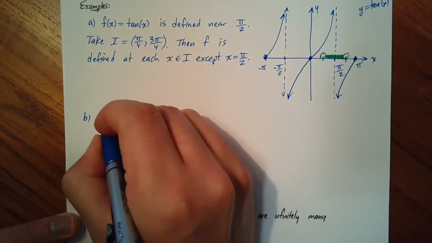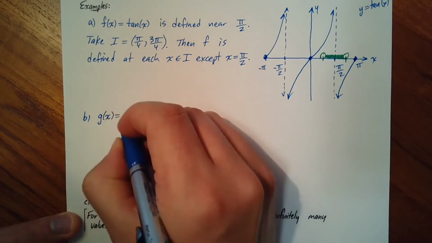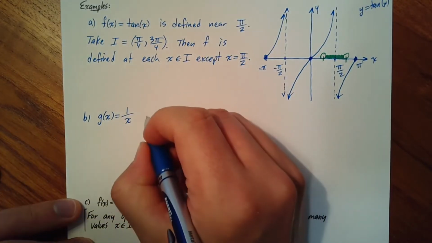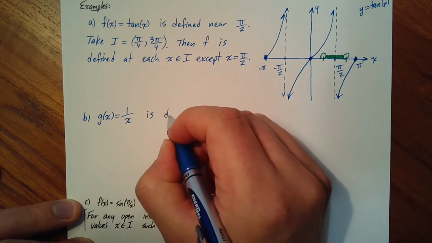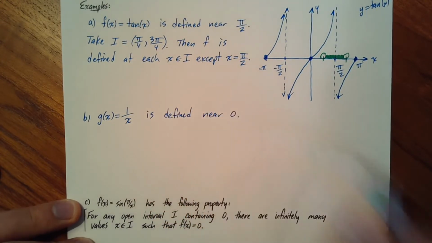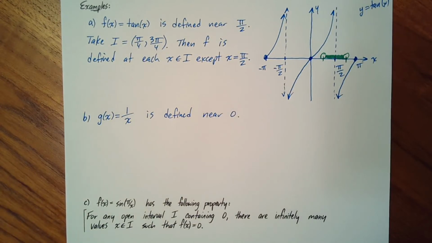Okay, let's look at another example. If I say g of x is equal to the function 1 over x, well, what happens? My claim is that this is a function that is defined near 0. It's certainly not defined at 0, because if you plug in 0, you get 0 in the denominator. So this is not defined at x equals 0. But my claim is that it's defined near 0.